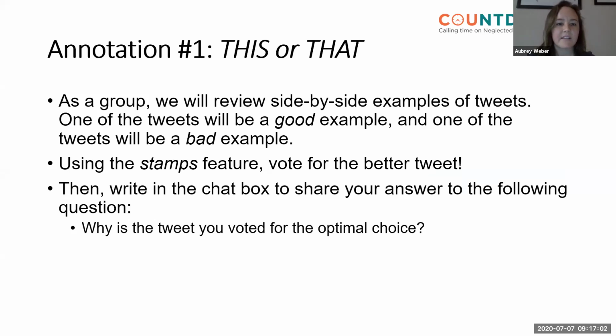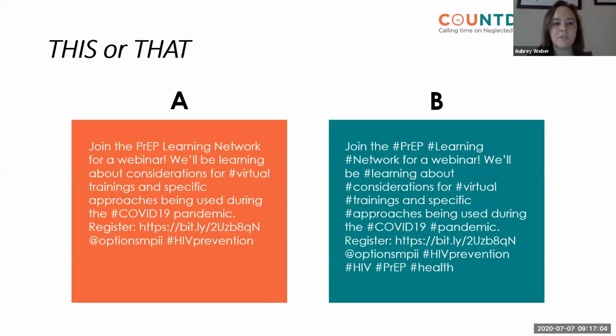So if we could go to the next slide, we'll have you vote on the left-hand side for A and on the right-hand side for B. So using the stamps feature, just put your stamp on the left side or right side to denote which one you think is the better tweet. I'll give you about a minute to read these and answer. And then feel free to add comments in the chat box of why you voted for A or B.